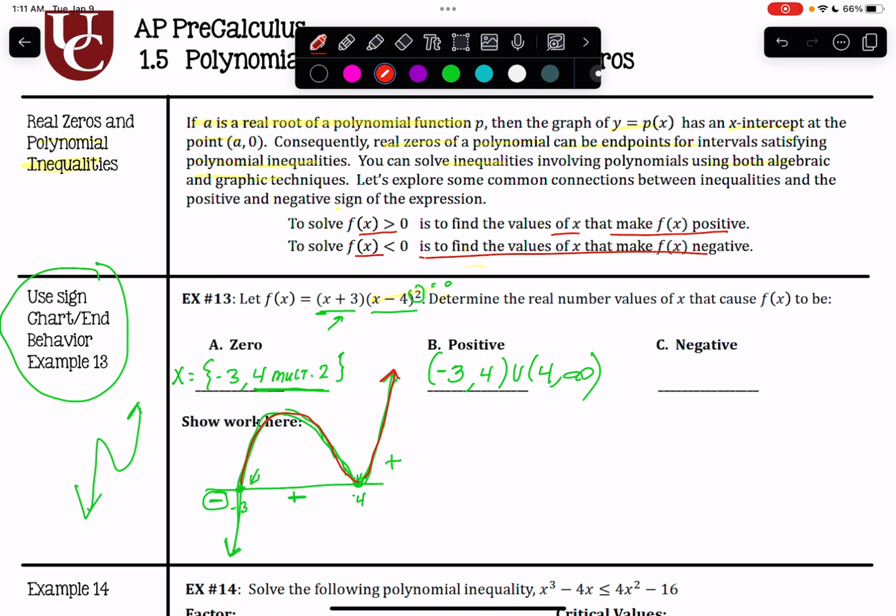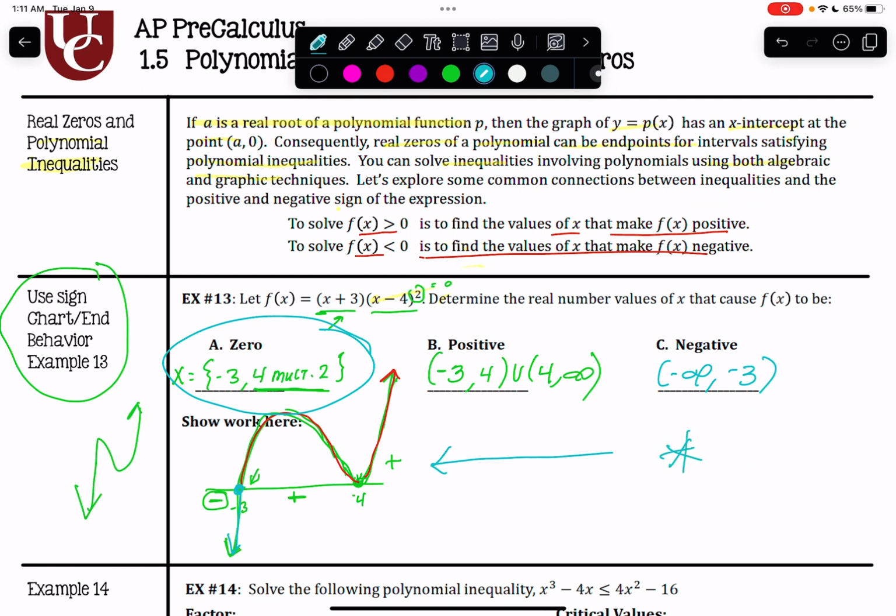And where the function is negative is just this piece. It also is not negative at negative 3, so we would say negative infinity to negative 3. All right, so that was all because we could sketch this graph from the zeros, using multiplicity to tell us whether we go through the graph or not.